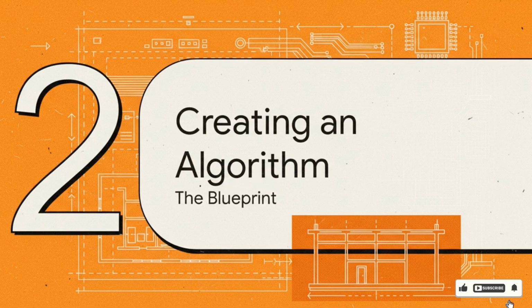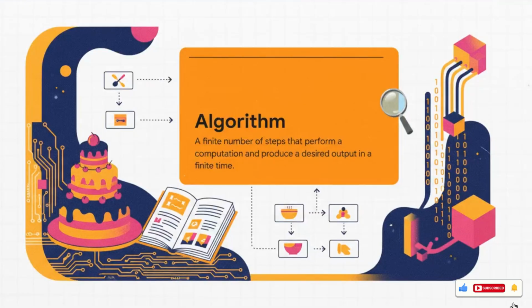All right, let's talk about step 2, making a plan. This is absolutely crucial. Before you even think about writing a single line of code, you have to map out your solution. And this plan has a special name. It's called an algorithm. Think of it exactly like a blueprint for a house. You wouldn't just start nailing boards together, right? You need a plan first. Same idea here. So what exactly is an algorithm?